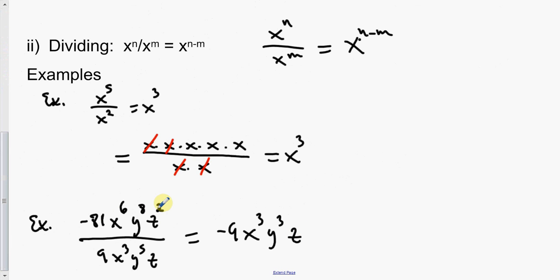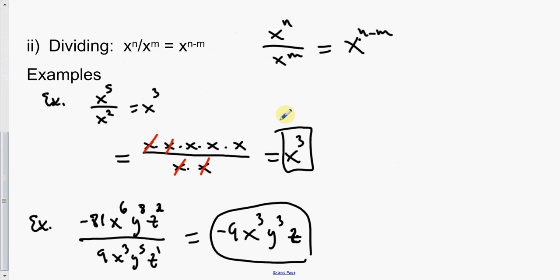And then this is z to the 2nd divided by z to the 1st, that's z to the 2 minus 1. That's just z to the 1st power, or you can just write that as z. And don't even worry about that because that's understood. Okay. Well, let's look at some problems in Plato now. I think you got it.